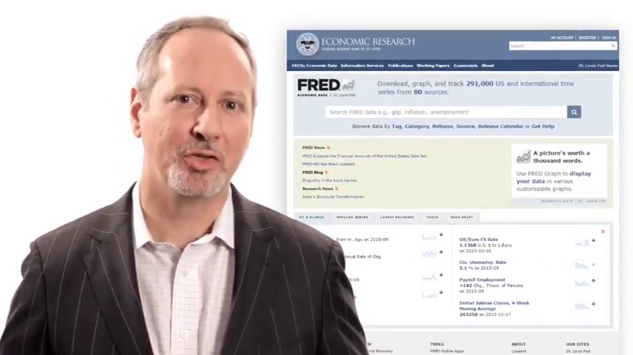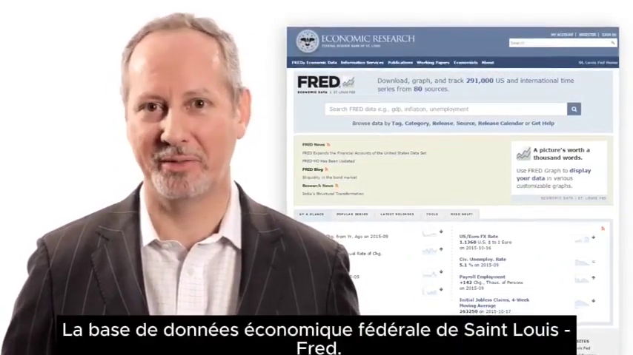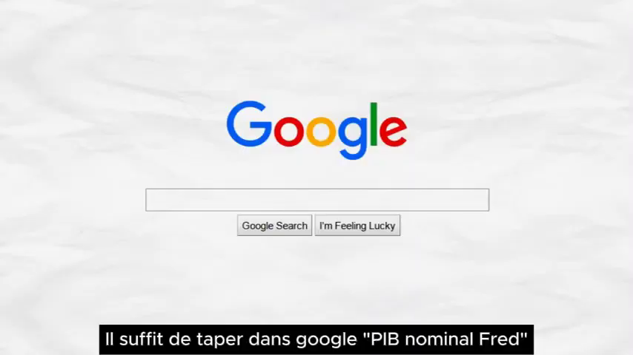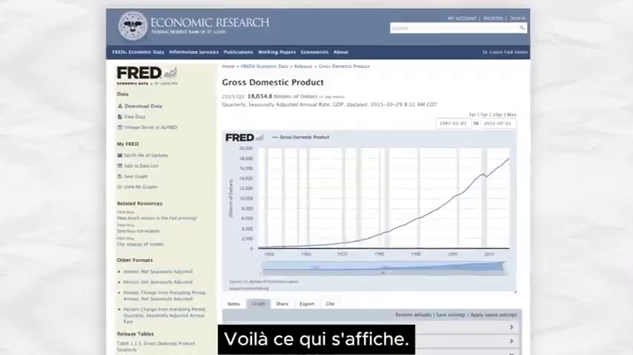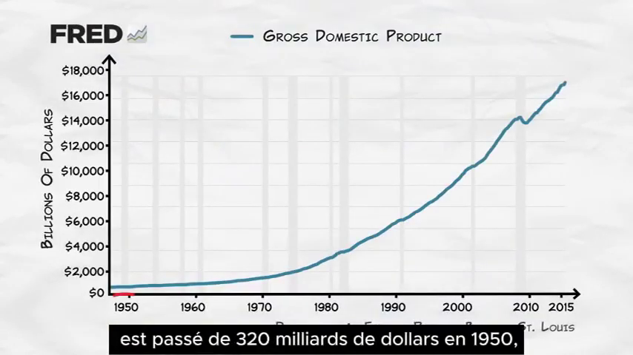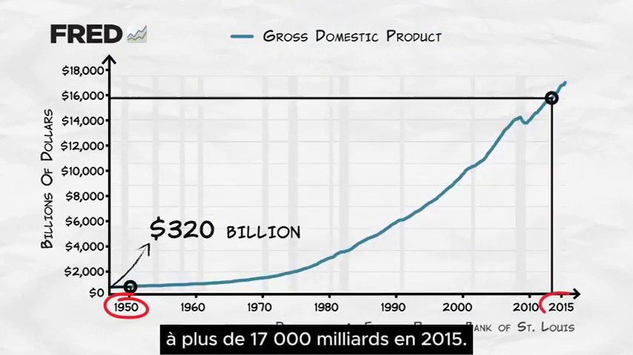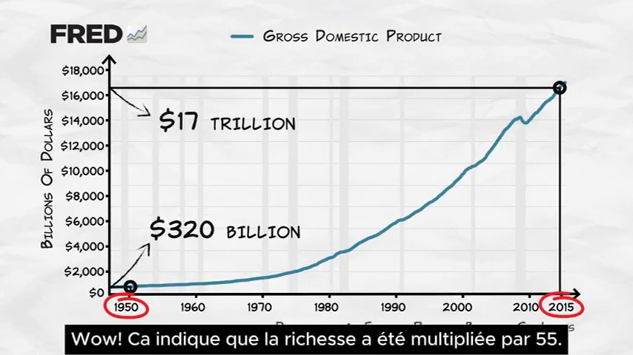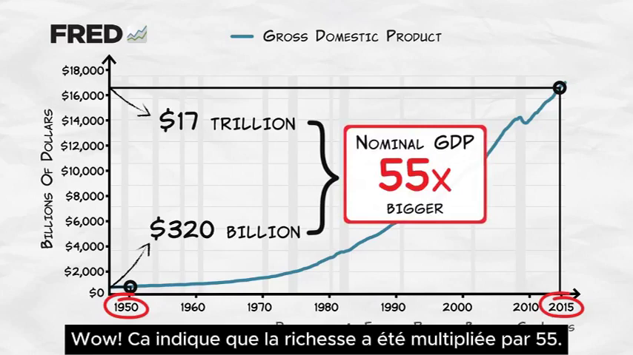Let's give an example. We'll be using a fantastic tool called the St. Louis Federal Reserve Economic Database, or FRED. FRED is every economist's best friend. So let's Google U.S. nominal GDP FRED. Here's what we get. We can see that we have grown from a GDP in 1950 of $320 billion to a GDP in 2015 of over $17 trillion. Wow! That suggests that our economy has gotten 55 times bigger.